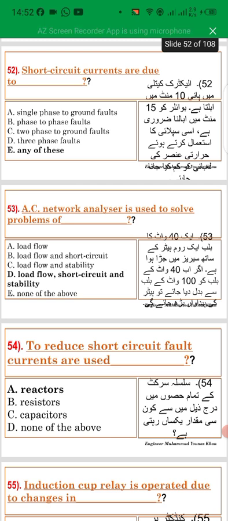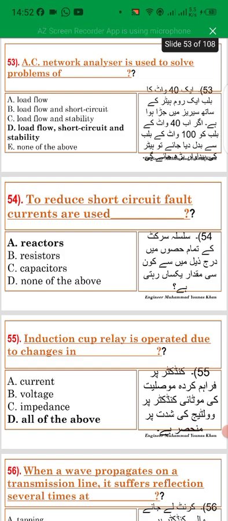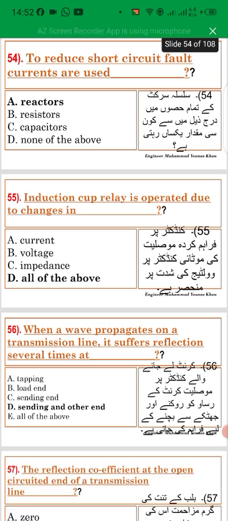Short circuit currents are due to single phase to ground fault, phase to phase fault, two phase to ground fault, three phase fault, any of these. AC network analyzer is used to solve problem of load flow, short circuit and stability. To reduce short circuit fault currents, reactors are used.